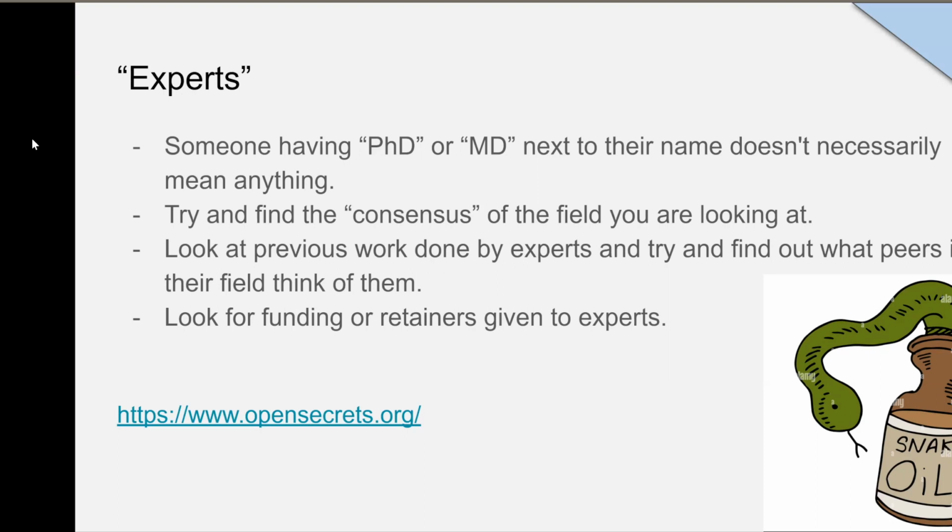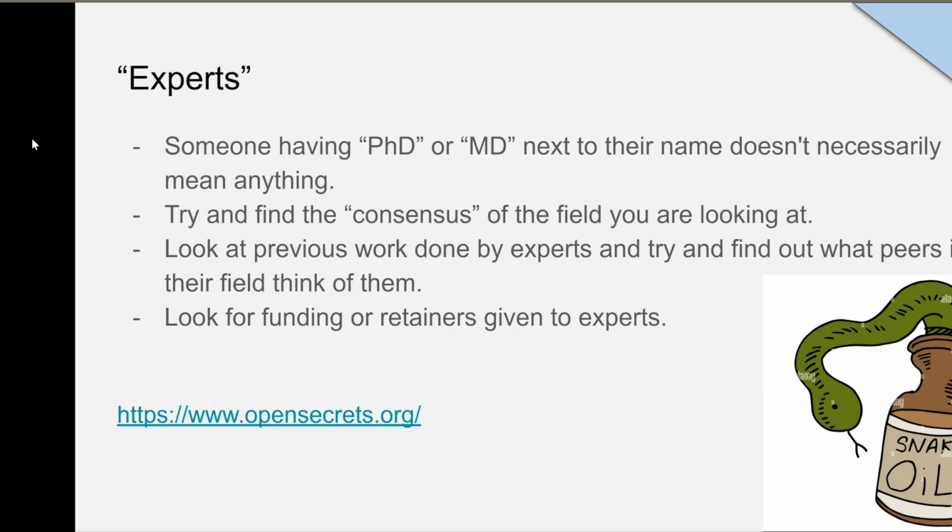Look at previous work done by experts and try and find out what peers in their field think of them. If someone has very few published studies and is not well known in the field, but suddenly came up with this solution to a massive problem overnight, it might be a good idea to wait for some peer review to happen before completely believing it. Not to say that people can't come out of nowhere and have incredibly prolific scientific careers, but it's just something to be aware of and monitor.